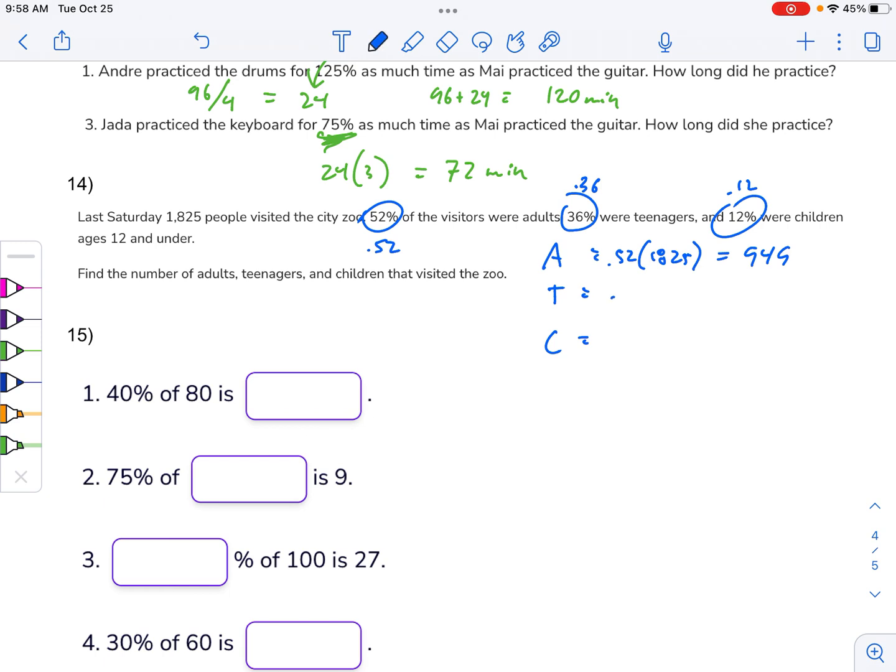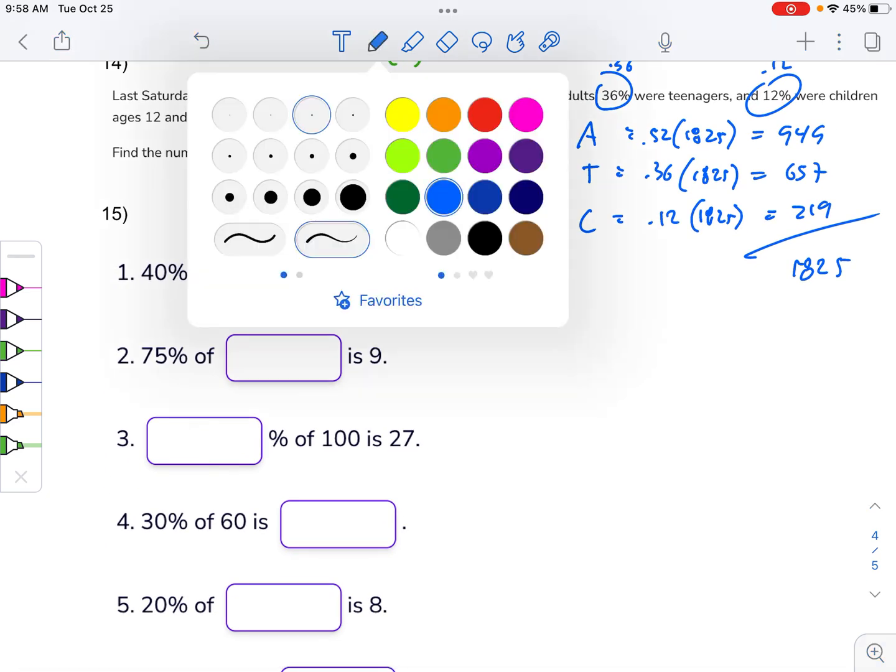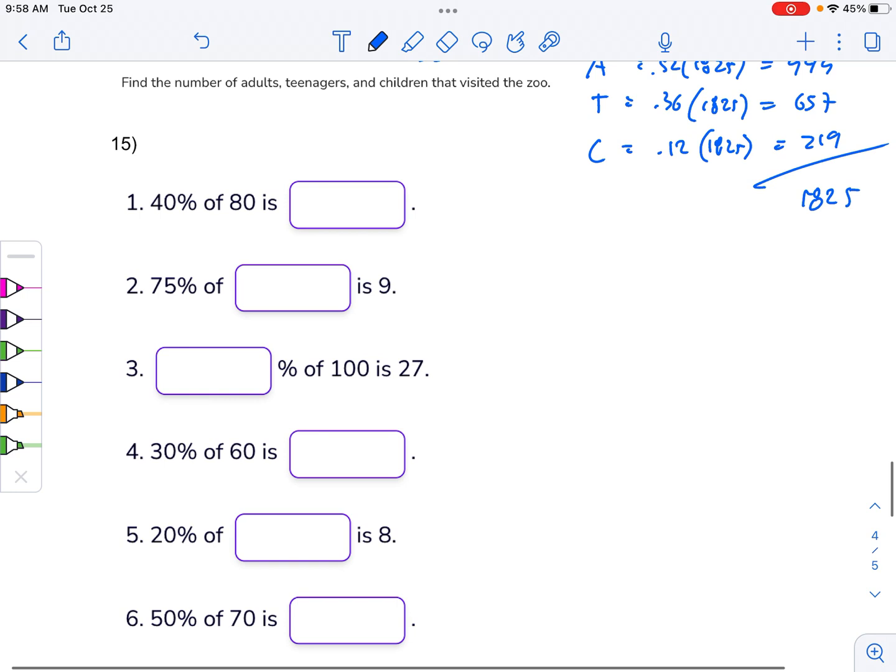36% of 1,825 is going to be 657, and 12% of 1,825 is 219. And if you add all those together, you do get 1,825, which is the correct answer. Nicely done. Way to go, you.